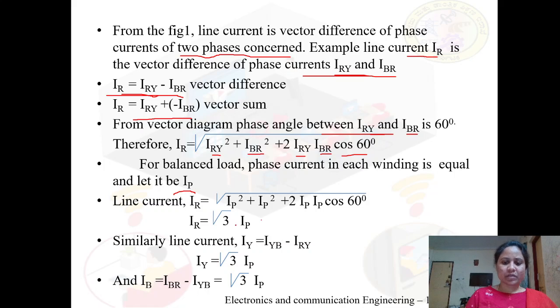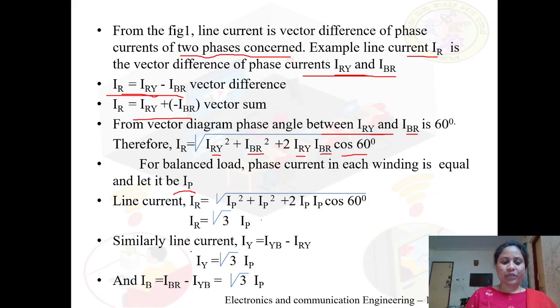Okay, right. So cos 60 is nothing but 1 divided by 2. So the 2 gets cancelled. IP square plus IP square becomes 3 IP square. Let us take IP outside of the square root. It becomes IP, and let us keep 3 within the square root. So we can write IR is equal to square root of 3 times IP.